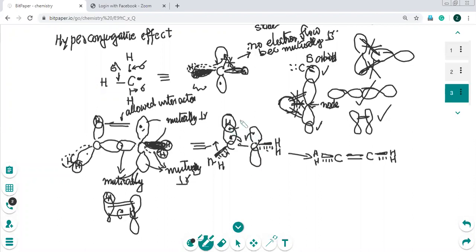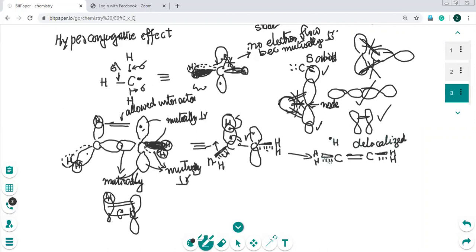Now, what will happen to this? This electron will flow to the hydrogen atom. So, this hydrogen gets that electron. So, effectively, what has happened? The electron in this orbital has spread to this hydrogen. It is delocalized. We will use the word delocalized. The electron has got delocalized to this hydrogen.